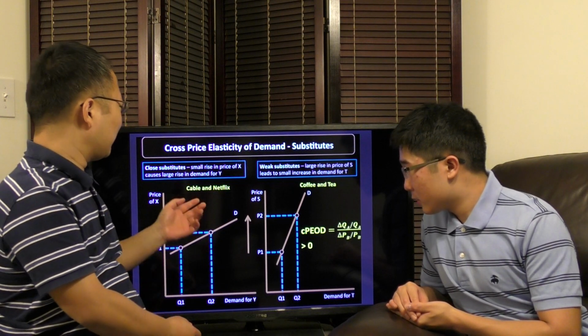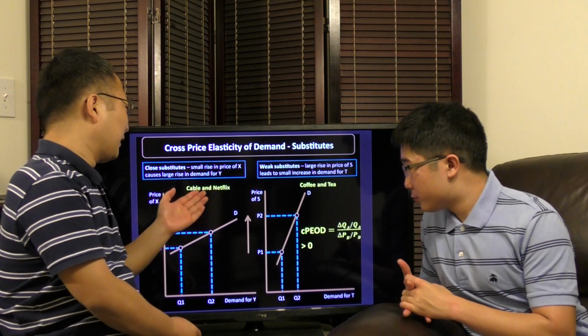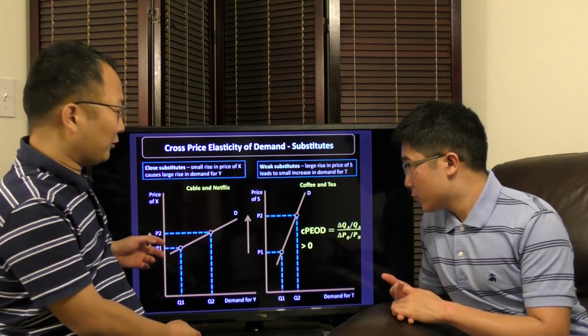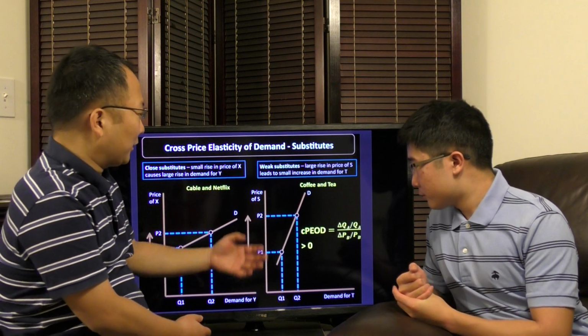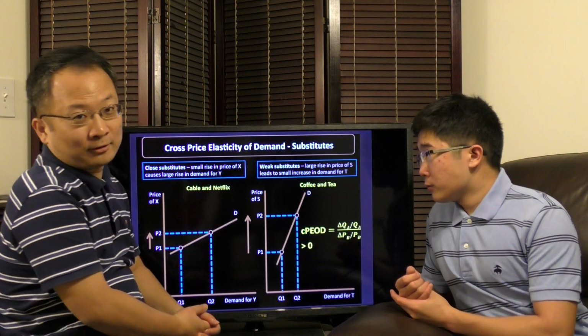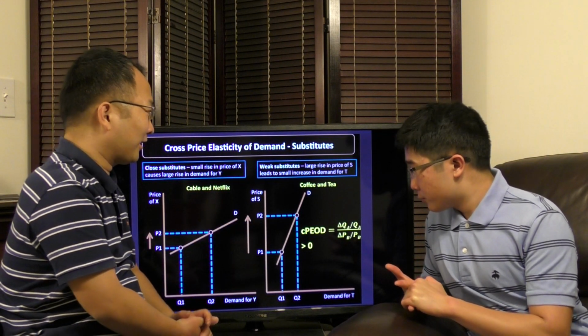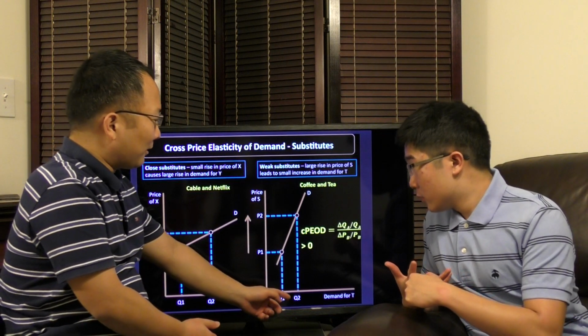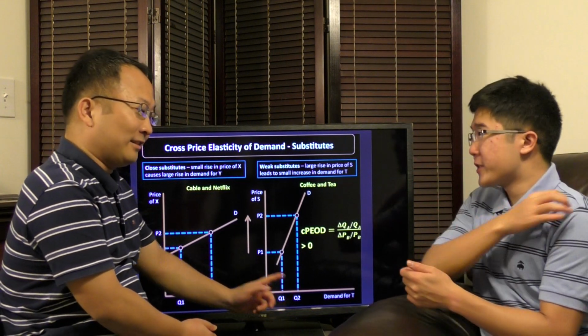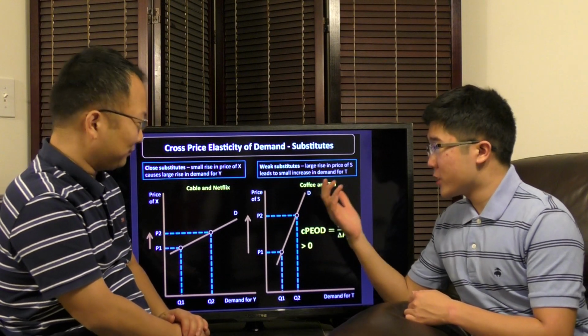They're not perfect, but let's say close substitutes. Let's say cable and Netflix, because if the cable price increases a little bit, a lot of people will flock to Netflix. And coffee and tea, because here in America, people most of the time drink coffee. They don't really drink tea a lot. But when the coffee price increases substantially, the demand for tea will increase to an extent.